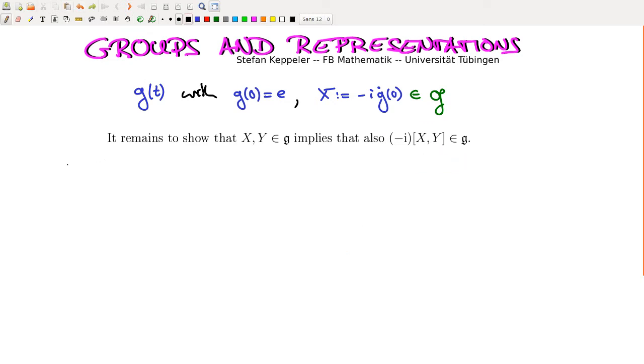How do we do this? We start by considering another curve. Let's call it G tilde. So G tilde of t is h times G of t times h inverse. So we take the first curve and conjugate by a fixed group element.